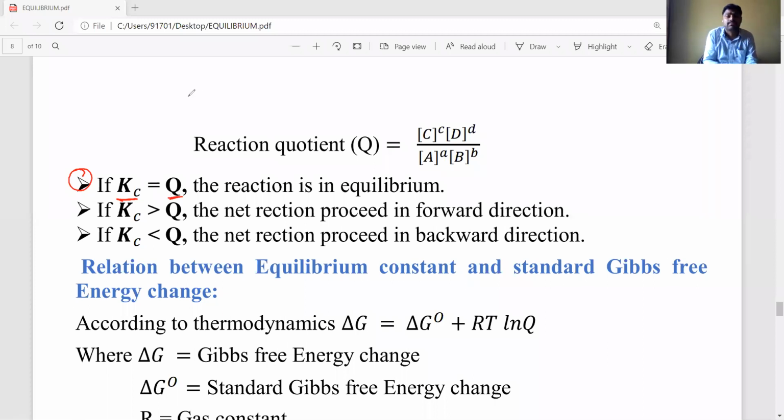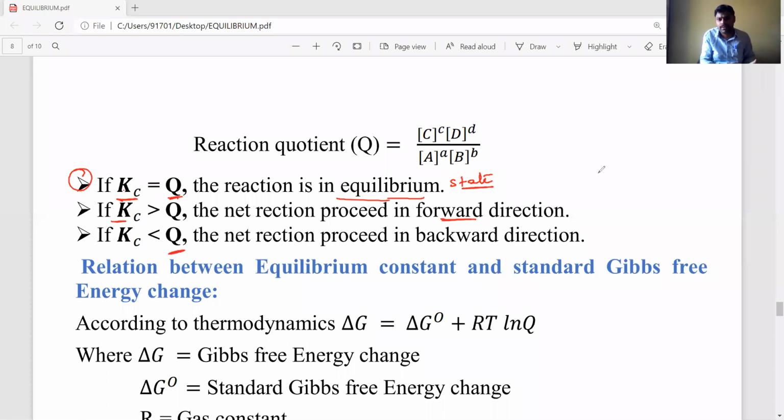If both values are the same, meaning Kc is equal to Q, the reaction is present in the equilibrium state. If the Kc value is more, meaning the equilibrium constant value is more when compared to the reaction quotient, the net reaction proceeds in the forward direction. That means if the reaction quotient value is less than the equilibrium constant, the forward reaction takes place. Or if the Q value is more, the backward direction takes place.